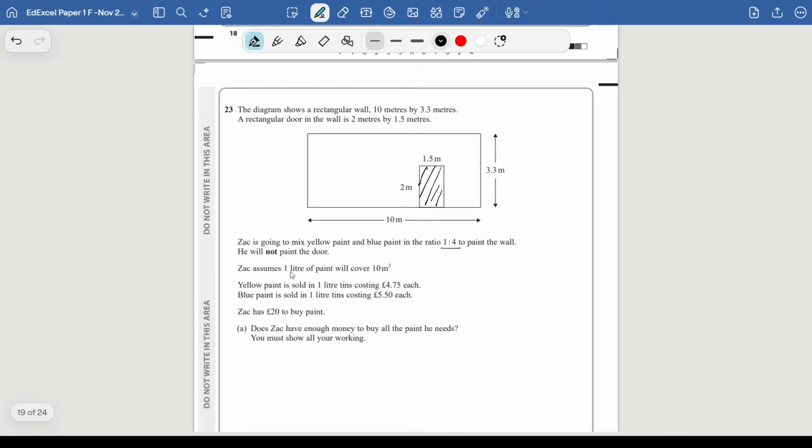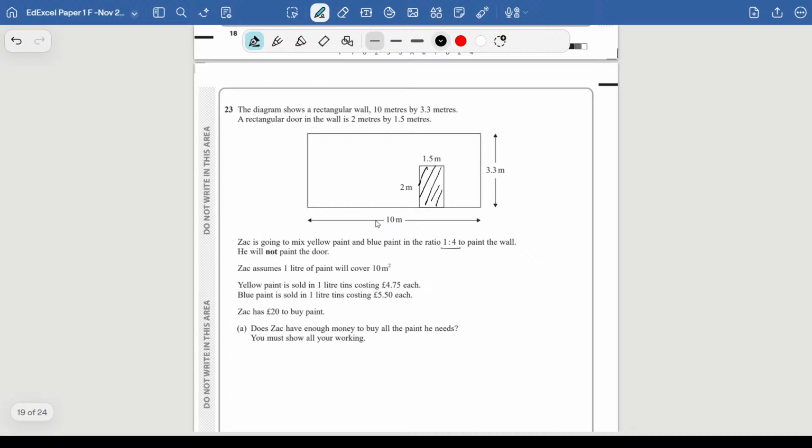And he assumes 1 liter of paint will cover 10 meters square. Yellow paint is sold in 1 liter tins costing 4.75 each. Blue paint is sold in 1 liter tins costing 5.5 each. Zach has 20 pounds to buy paint. Does Zach have enough money to buy all the paint he needs? Well, there's a lot of information here.